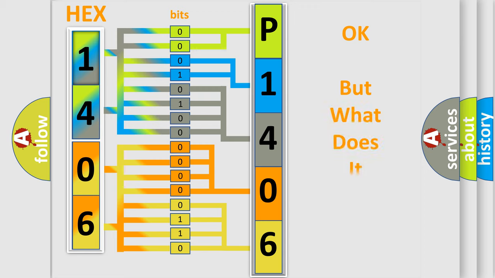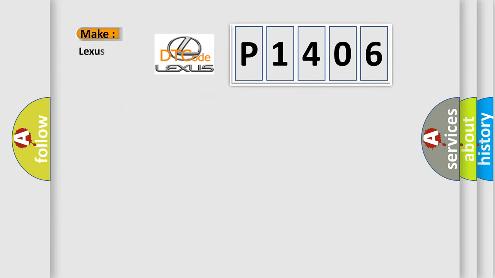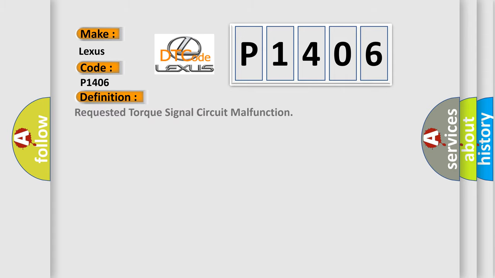The number itself does not make sense to us if we cannot assign information to what it actually expresses. So, what does the diagnostic trouble code P1406 specifically mean for Lexus? The basic definition is requested torque signal circuit malfunction. And now this is a short description of this DTC code.